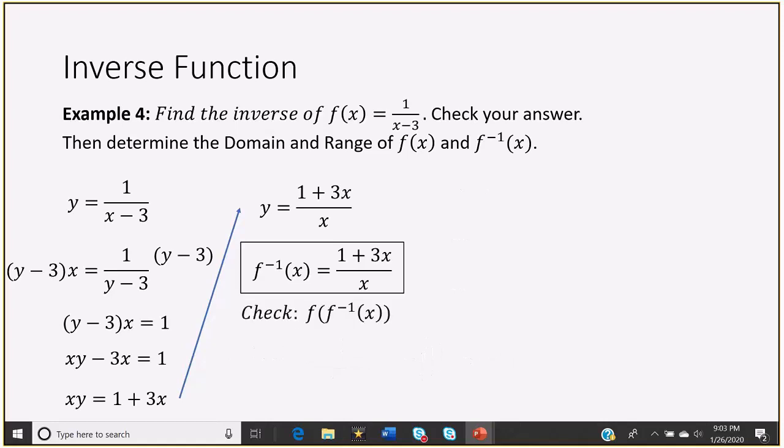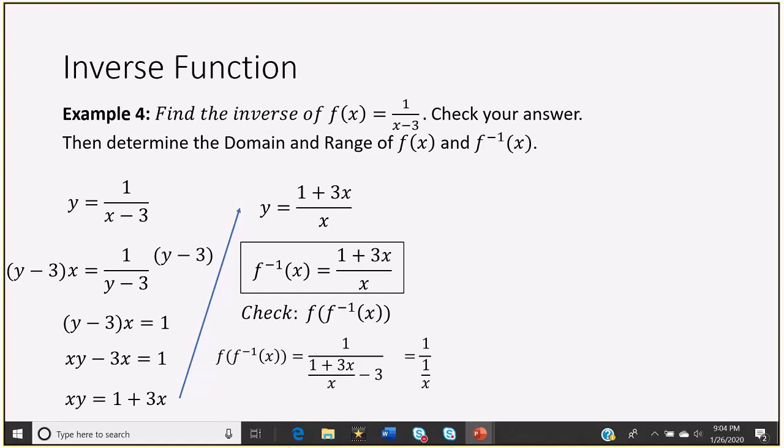Oh, I checked my answer first. So I'm going to check my answer first, and then I'll find my domain and range. To check my answer, I'm going to plug in f of negative x into my original f of x function. I have this difficult fraction to deal with, but really I just subtract the denominator by getting an LCD on the lower part of the big fraction.